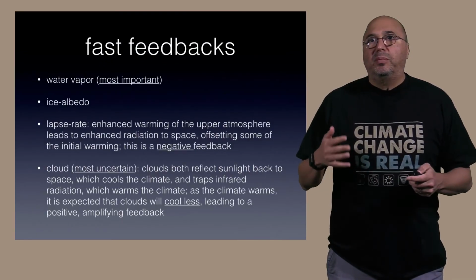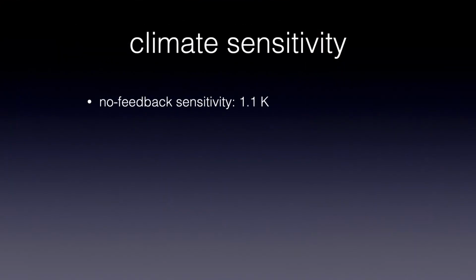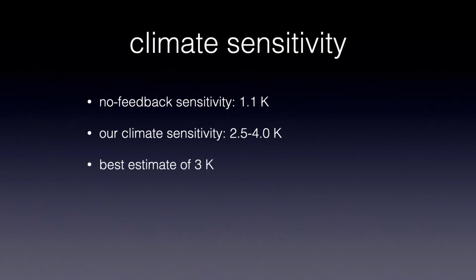So what is our planet's climate sensitivity? As we calculated earlier in this video, the climate sensitivity without accounting for feedbacks is 1.1 Kelvin of warming for doubled carbon dioxide. If we include the net amplifying effects of the feedbacks, we estimate that the climate sensitivity falls into the range of 2.5 to 4 degrees Kelvin. This wide range reflects uncertainty in the strength of the feedbacks, in particular the cloud feedback. Our best estimate of climate sensitivity is 3 degrees Kelvin of warming in response to doubled carbon dioxide.